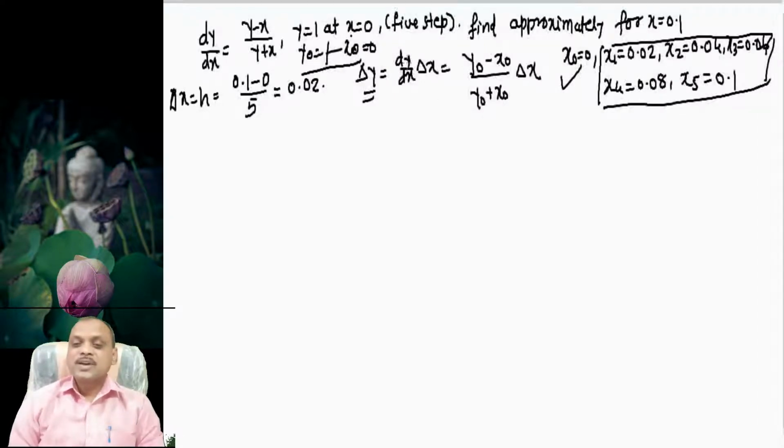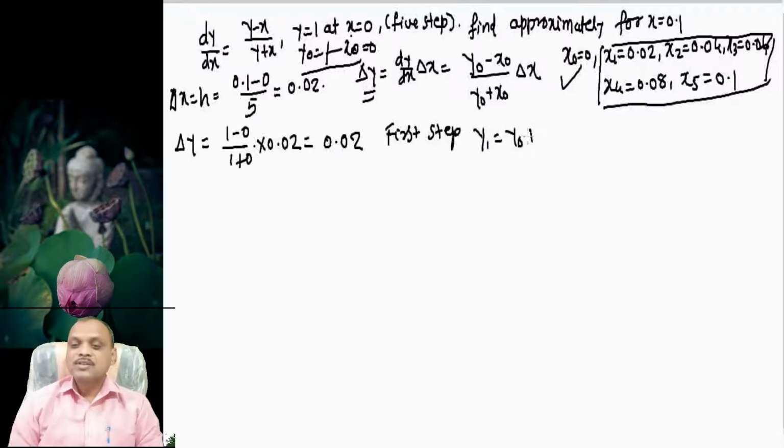So y0 equals 1, x0 equals 0, so we get delta y equals (1 - 0)/(1 + 0) into 0.02, so this is 0.02. Now, first step. What is our Euler's equation for the first step? y1 equals y0 plus delta y. y0 is 1 and delta y is 0.02, so we get 1.02.